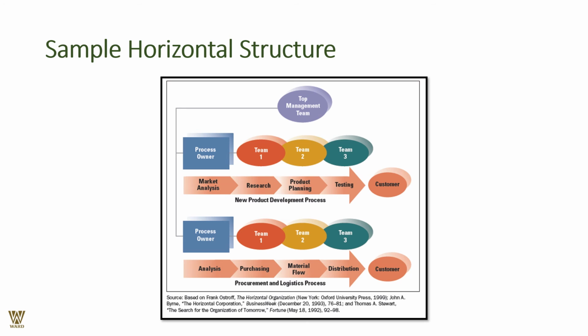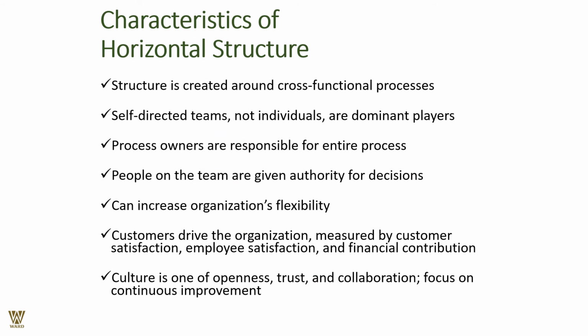We're talking about the top management team, process owners, team one, team two, team three, market analysis, research, product planning. We're looking into it in the form of new product development, and therein comes procurement and logistics. So this is just a sample for you to understand. Now, characteristics of horizontal structures. Structures are created across cross-functional processes. It is not individuals. It's a self-directed team. Absolutely what we are looking into.